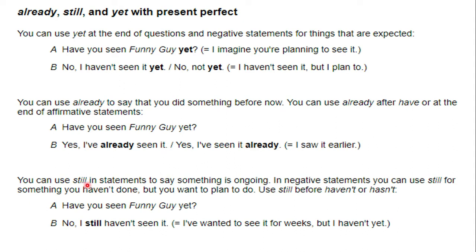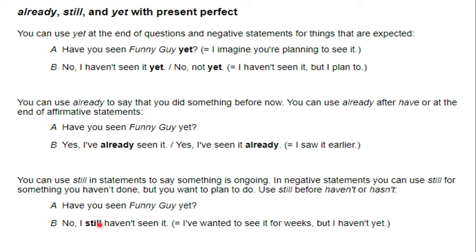And still, you can use it with statements to say that something is ongoing, para decir que una actividad todavía sigue sucediendo. In negative statements, you can use still for something that you haven't done, but you plan to do. Use still before haven't or hasn't. Have you seen Family Guy yet? No, I still haven't seen it. I have wanted to see it for weeks, but I haven't yet. Okay? So don't forget, still is always before the two auxiliaries haven't or hasn't.